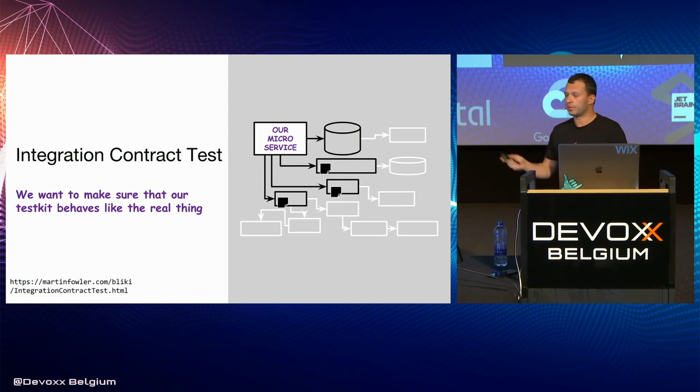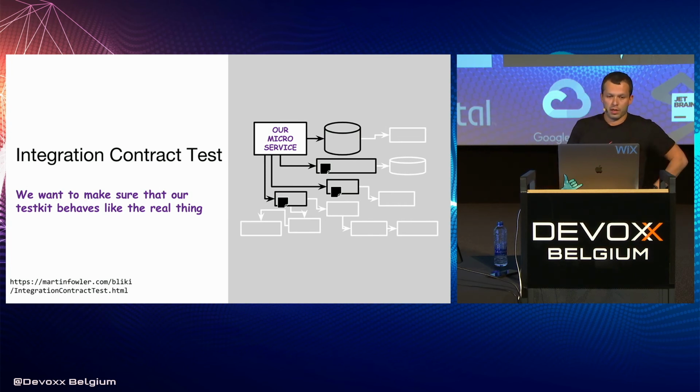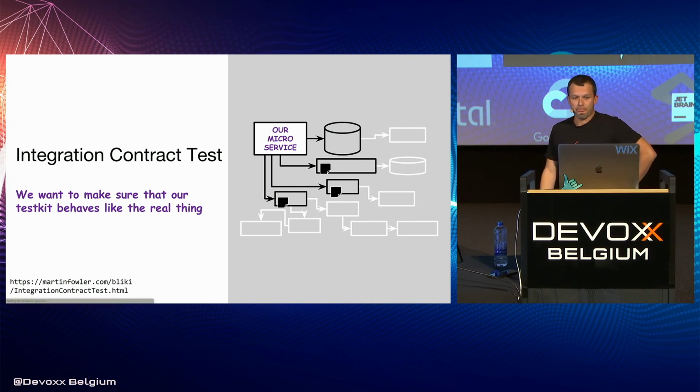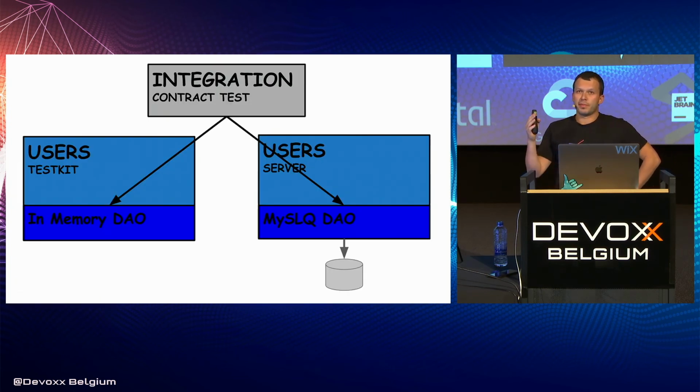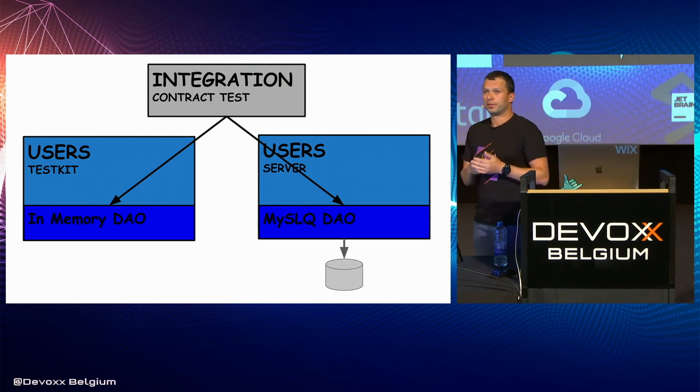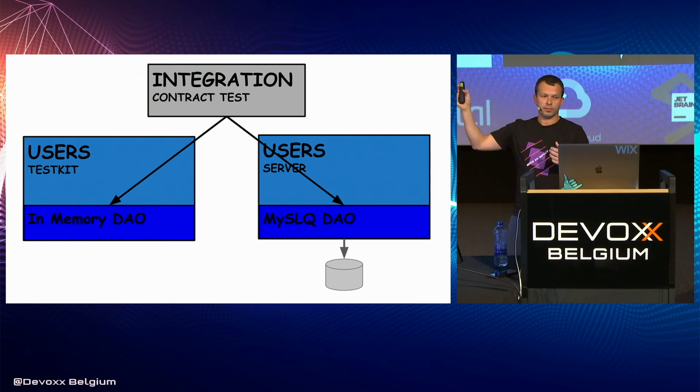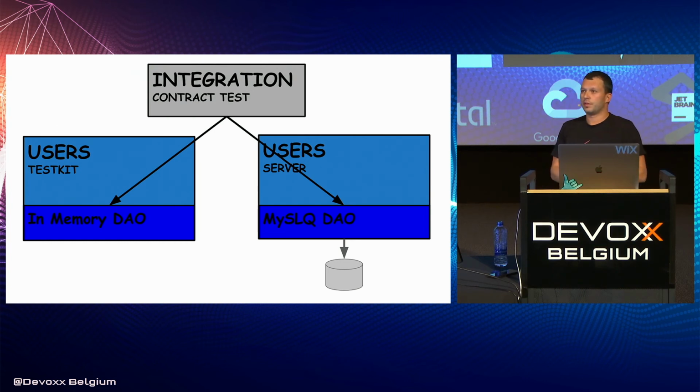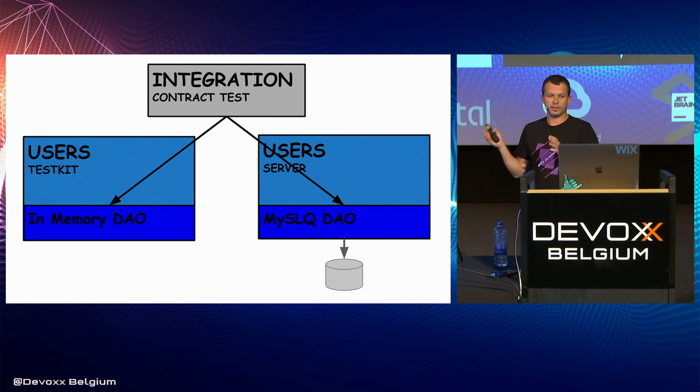Also, if you want to read more about this, there's an excellent blog about this by Martin Fowler again. But I'll explain briefly. It's the same test that runs against two implementations. Me, as a service provider, I replaced my MySQL DAO with an in-memory DAO. And the same test that I run against my MySQL DAO, I will run against the in-memory DAO. This way, I'm sure that it behaves the same.